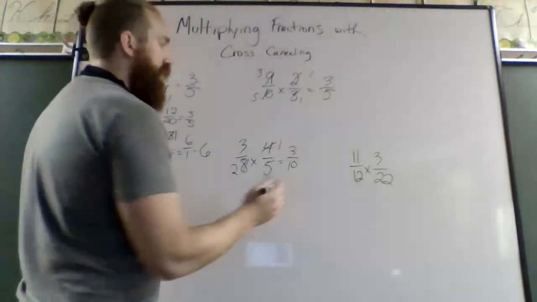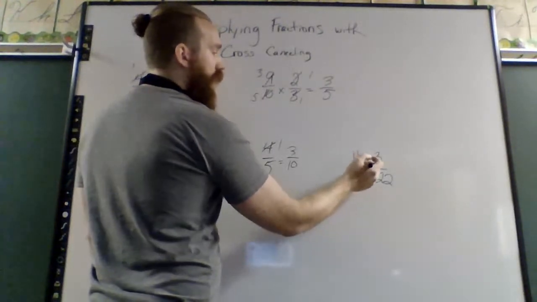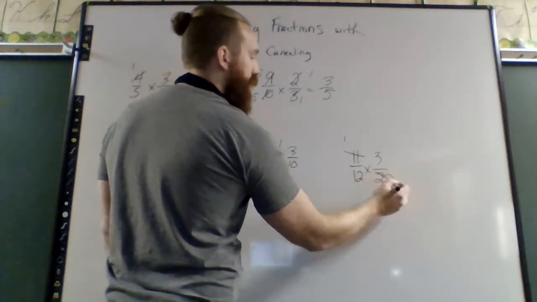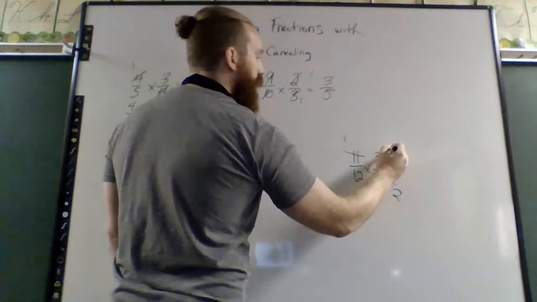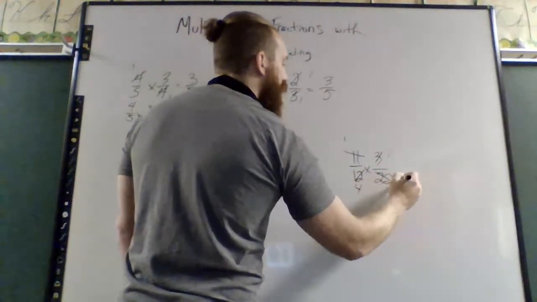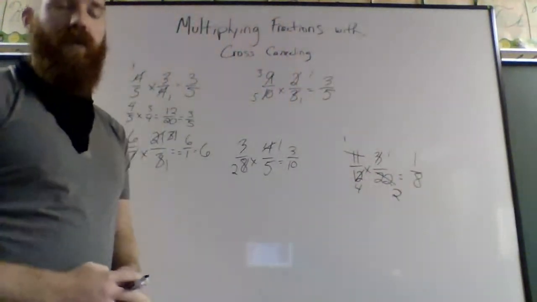Okay, and the last one, we have 11/12 times 3/22. 11 goes into 11 once, and into 22 twice. And now 3 and 12, 3 goes into 3 once, and 3 goes into 12 four times. Okay, that helps.